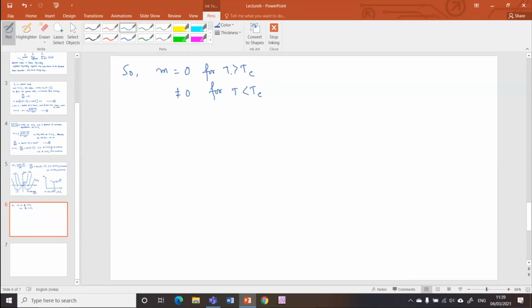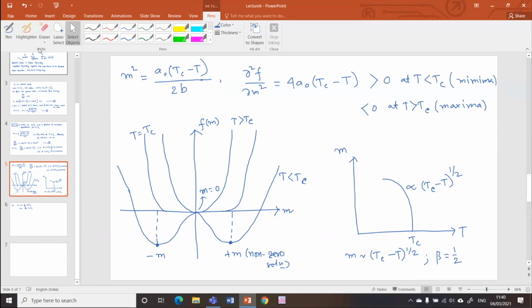Sir, what will be the behavior at T equals to 0? Very good question. What do you think? Sir, it will be square root of a0 Tc by 2b, like the m value. Yes, basically this T will be gone, so it will be a0 Tc divided by 2b. Whatever behavior you have at T less than Tc, something similar will be there. Only the value of m will change. So this graph, which is at T less than Tc, is valid for all temperatures below Tc.